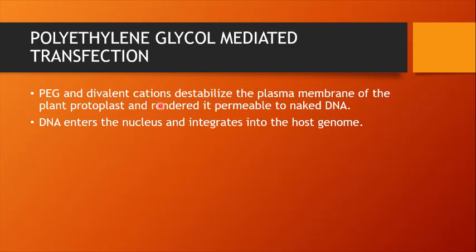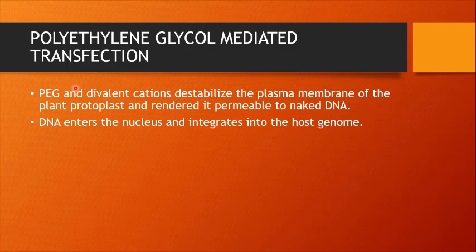So PEG and divalent cations. What are divalent cations? For example, we have magnesium, in which the charge is 2+. So that is a divalent cation. This stabilizes the plasma membrane of the plant protoplast and renders it permeable to naked DNA. So PEG and divalent cation, these two molecules.